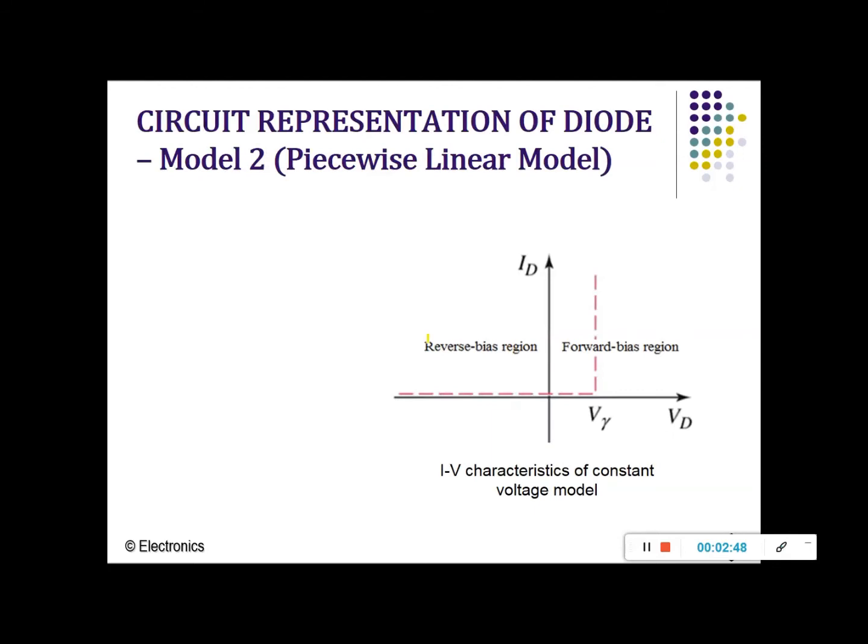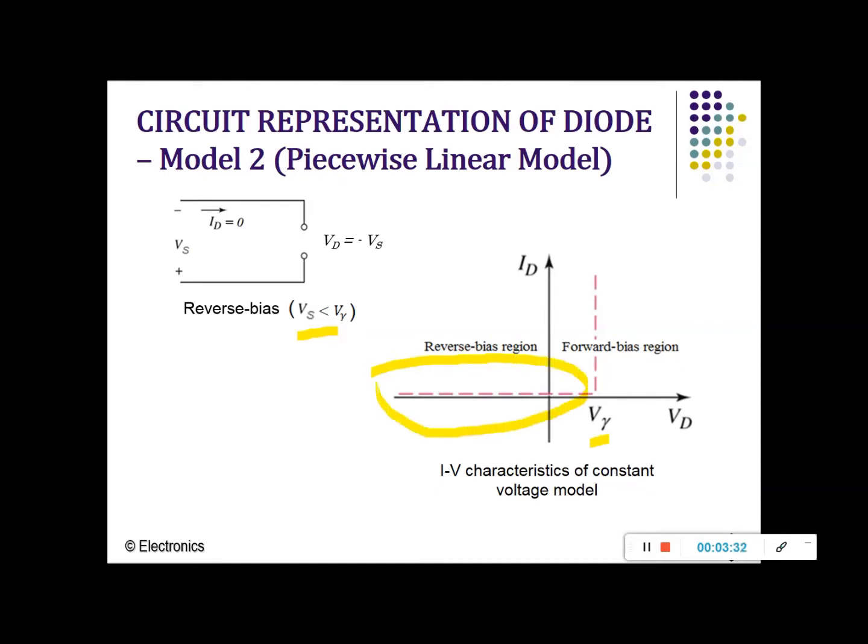Another model is known as the piecewise linear model, or model 2. For model 2, the diode needs an equivalent turn-on voltage of V gamma in order to be forward bias and allow current to flow. When your power supply is less than V gamma, which is this region, your diode current is 0, which means the current cannot flow and your diode is open circuit. If you do your KVL, your diode voltage is equivalent to minus Vs.